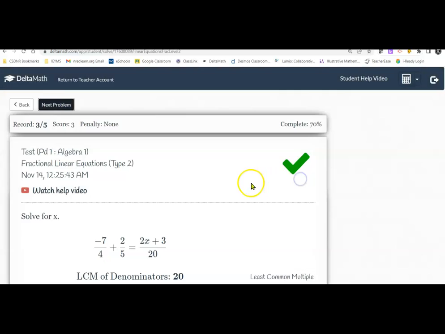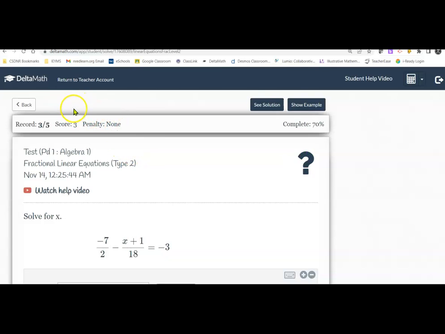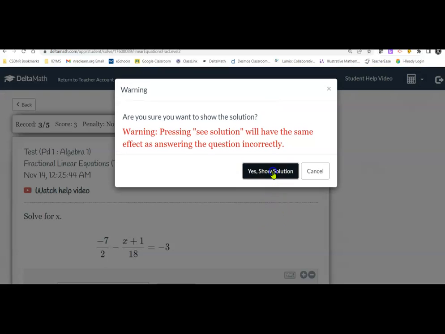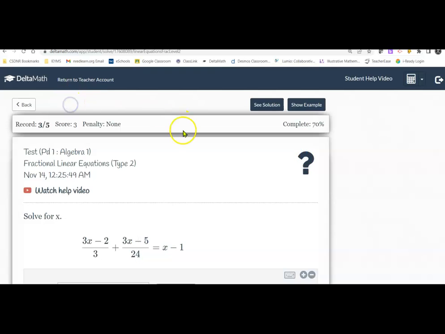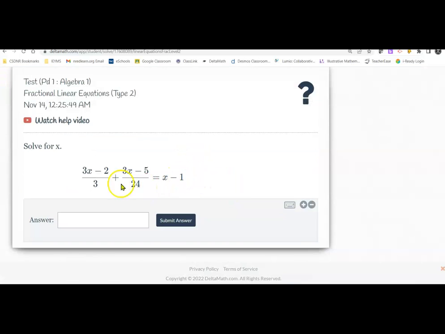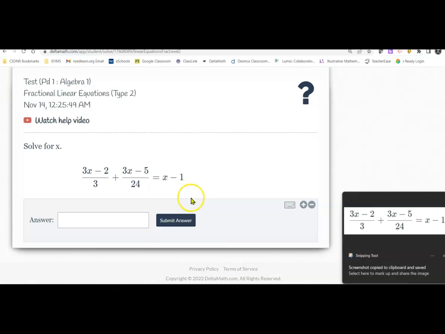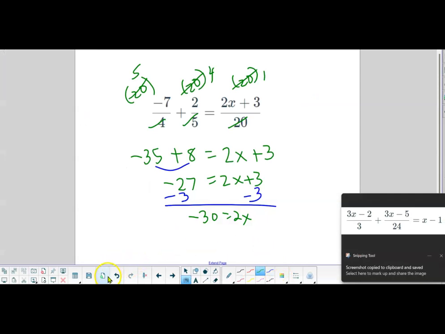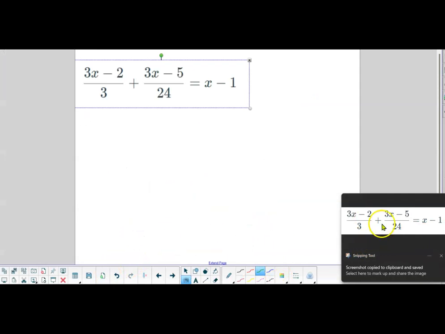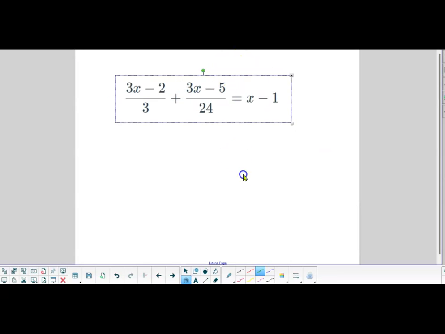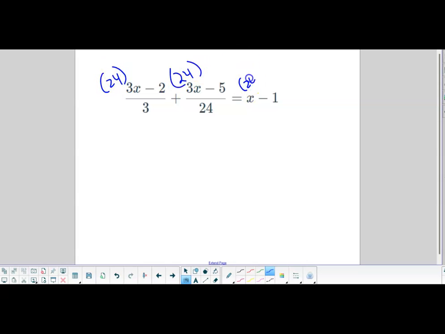Let's see if I can get one that looks a little bit different. Yeah, this one. This will be a good one to try. My marker's acting funny, so I'm going to use this here. Now let's see, I've got 3 and 24. I'm going to multiply everybody by 24, even these guys over here.